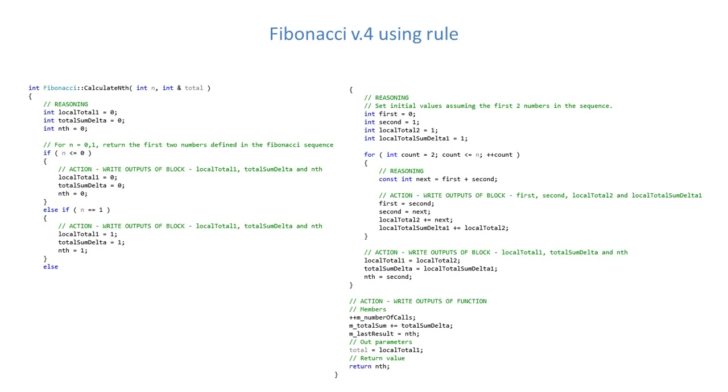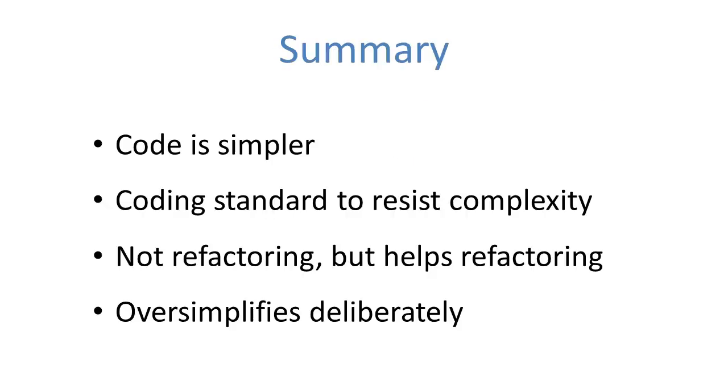My conclusion is that in practice, the rule is beneficial most of the time. In this example, the action only writes output directly, but the action can call other functions, use if statements and loops, as long as those write the outputs of the block. I find that this rule makes it easier to read and understand code. That code is simpler when you split the reasoning, or working out, from the action. And by making this a coding standard, it is one way to resist code becoming too complex.